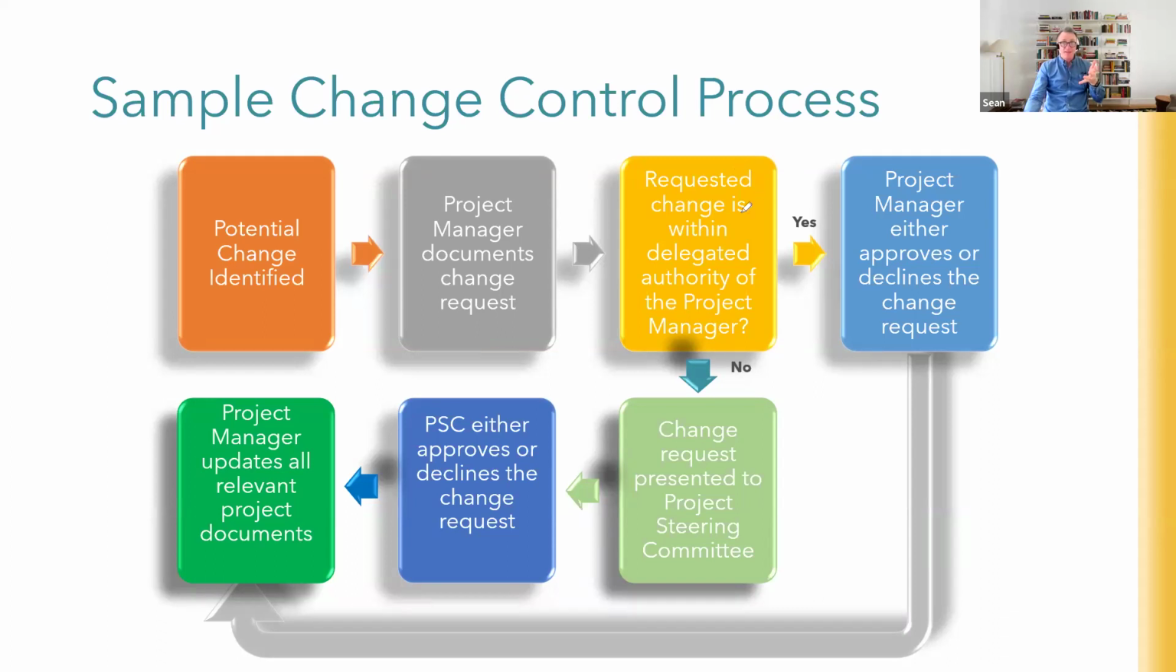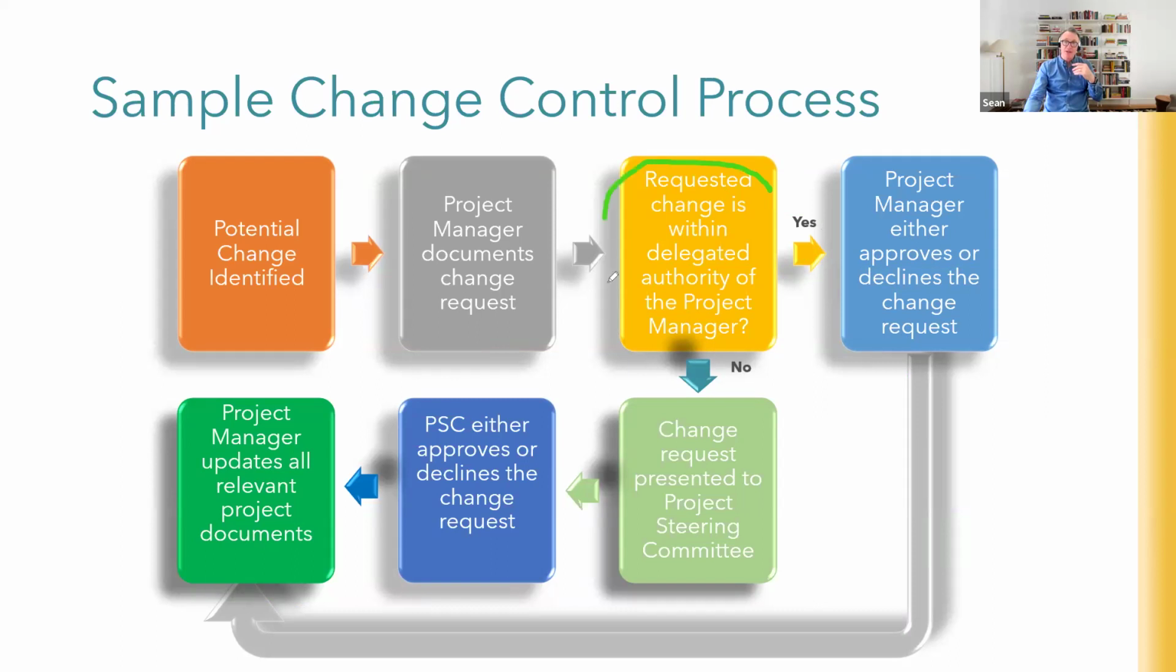Then they can make the decision: is the request to change within their delegated authority or not? If it is within their delegated authority level, and remember they've got to have some, the project manager can either choose to approve or decline the change request. Thumbs up or thumbs down. And then whatever they do, they go and update the relevant project documents, the change register, whatever the change impacts, whether it's the scope, the time, the resources, and they update them all and make everybody aware of any changes.